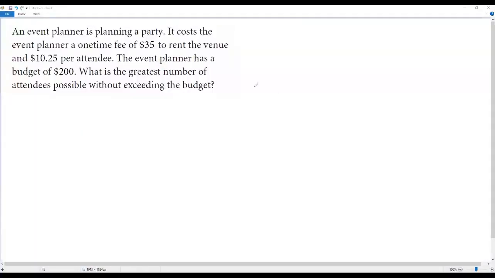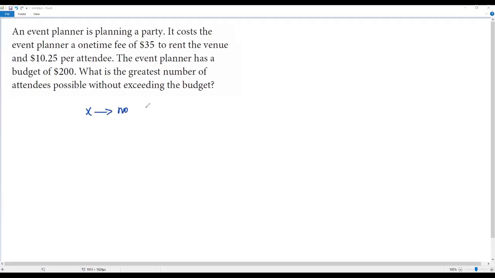Here we have a SAT math question. Okay, let's go to the question. An event planner is planning a party. It costs the event planner a one-time fee of $35 to rent the venue and $10.25 per attendee. So the event planner has a budget of $200. What is the greatest number of attendees possible without exceeding the budget?